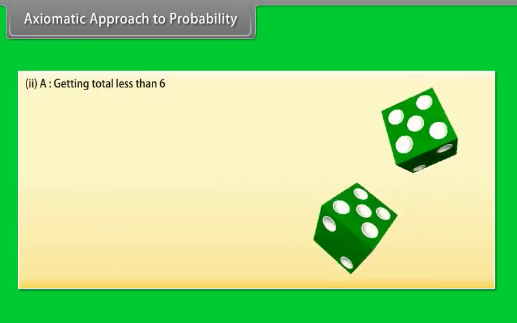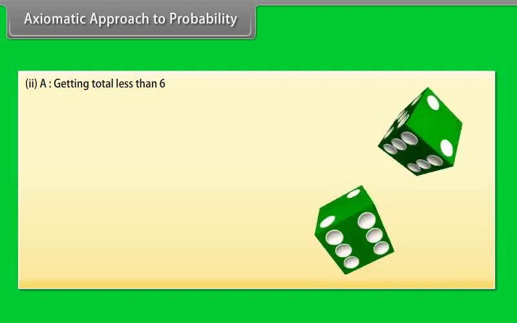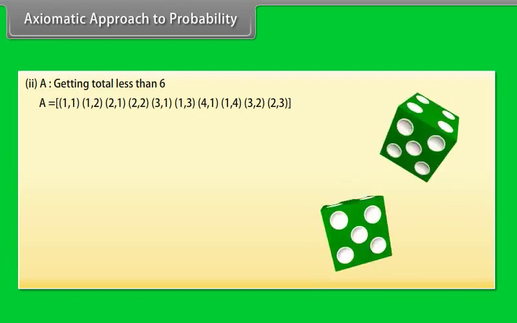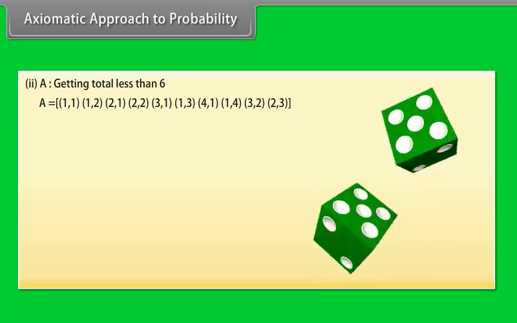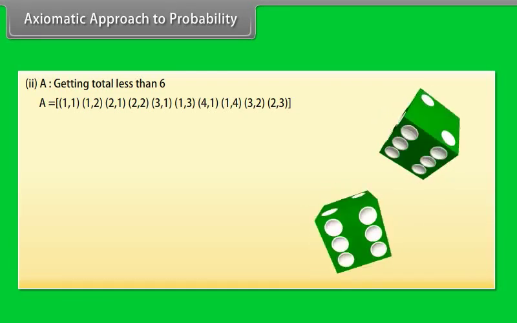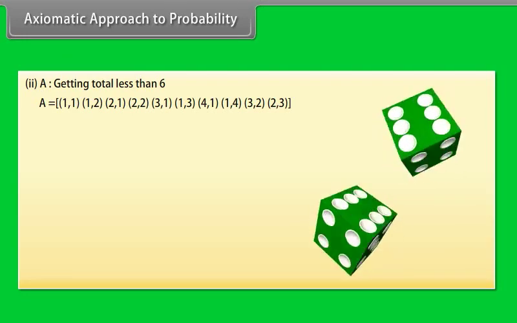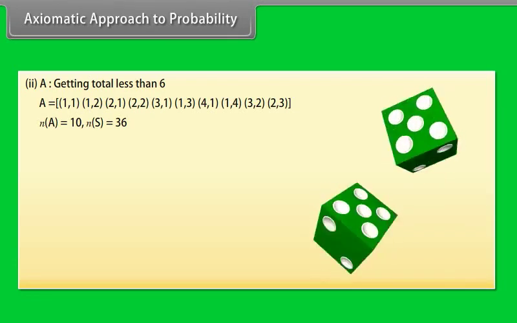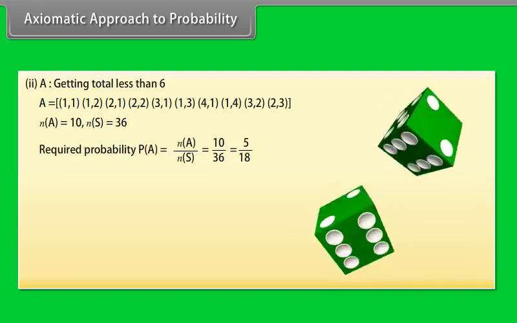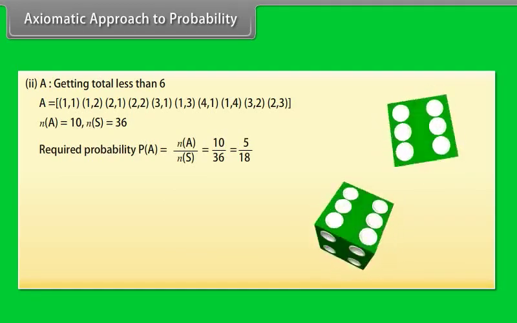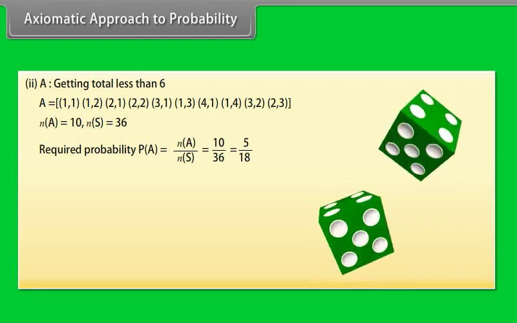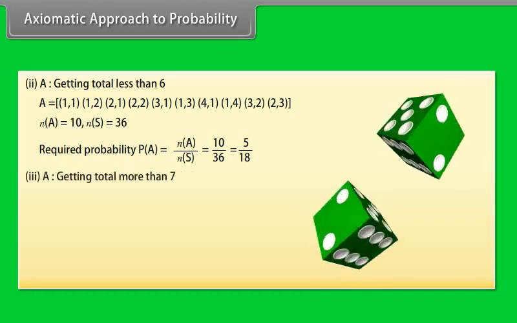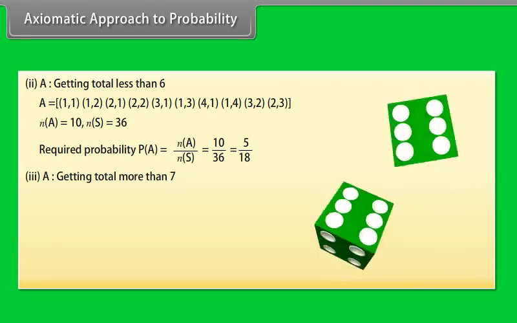2. A: Getting total less than 6. A = {(1,1), (1,2), (2,1), (1,3), (3,1), (1,4), (4,1), (2,2), (2,3), (3,2)}. n(A) = 10. n(S) = 36. Required probability P(A) = n(A)/n(S) = 10/36 = 5/18.